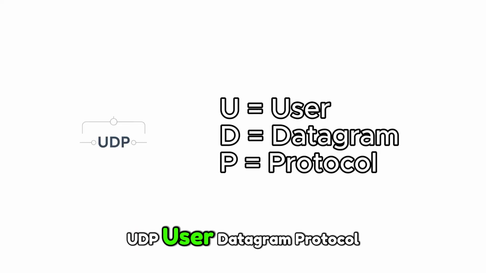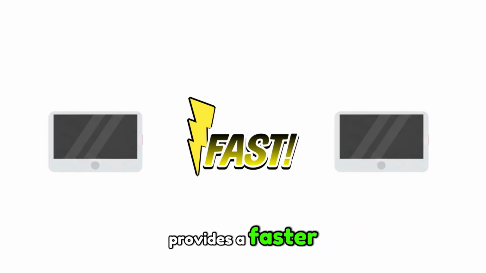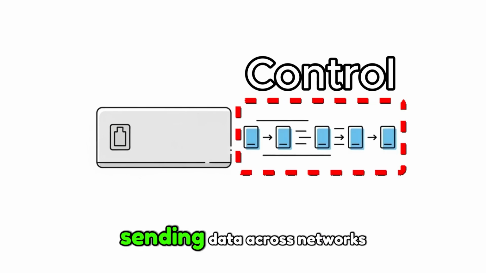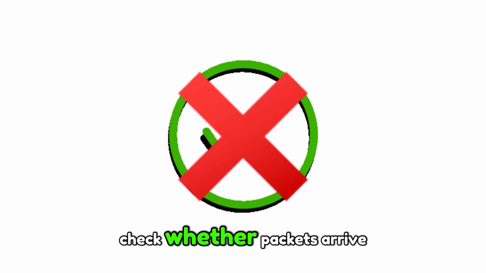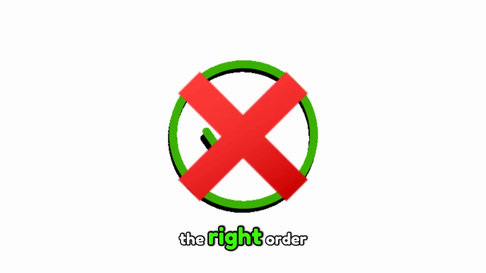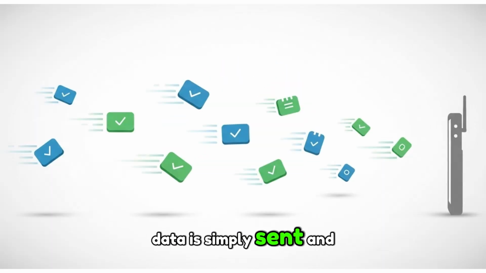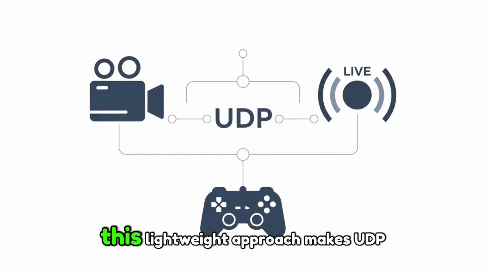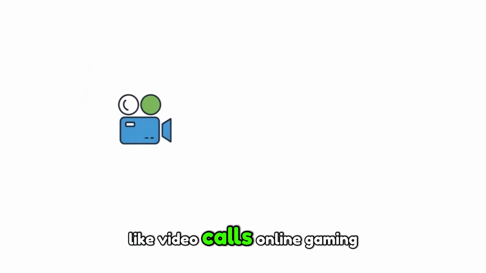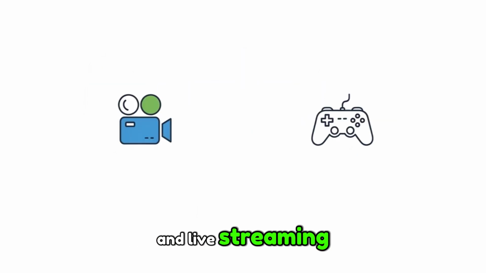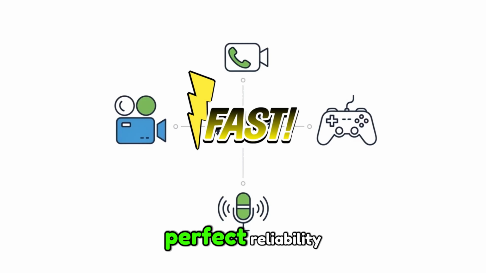UDP, User Datagram Protocol, provides a faster but less controlled way of sending data across networks. Unlike TCP, it does not check whether packets arrive or whether they are in the right order. Data is simply sent and the system moves on. This lightweight approach makes UDP useful for real-time communication, like video calls, online gaming, and live streaming, where speed matters more than perfect reliability.